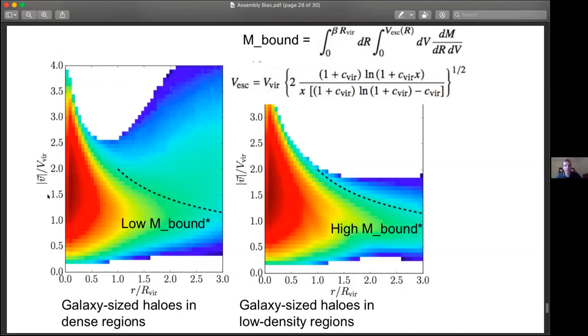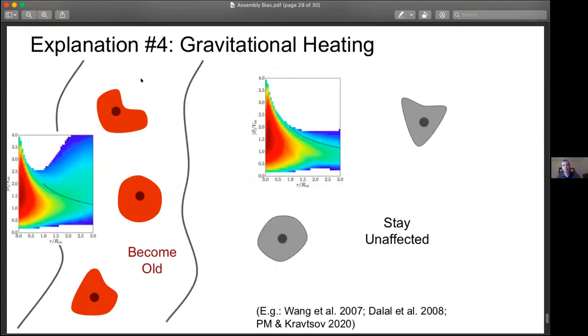And the result that you get is that these objects in dense regions, before you even take tides into account, have less matter that they can accrete, even though they're in denser regions. So the result is that these objects in these large structures, due to the depth of the local gravitational well, become older.